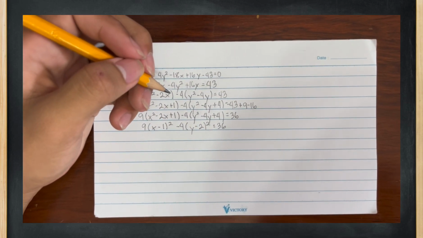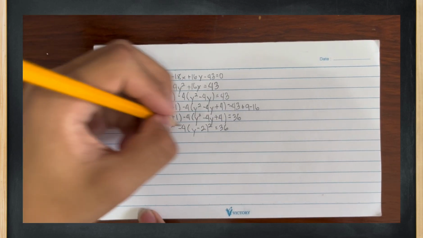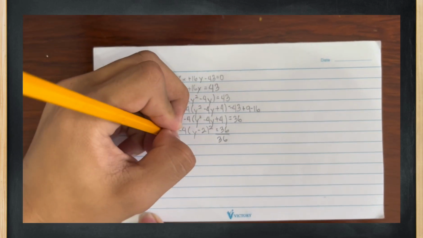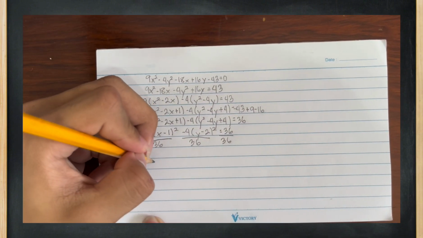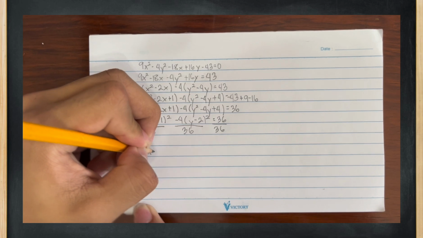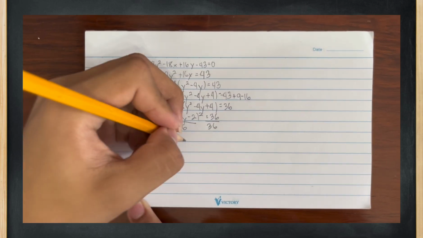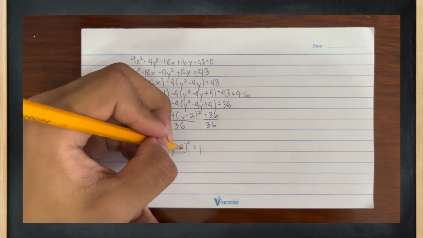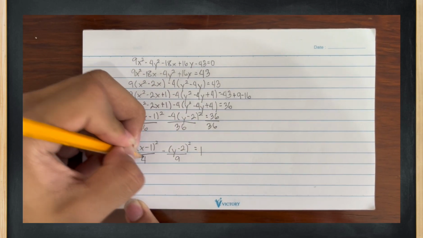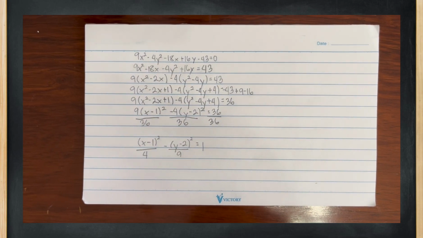And lastly, divide by the value of right side to make it 1. And this is the standard form, the hyperbola.